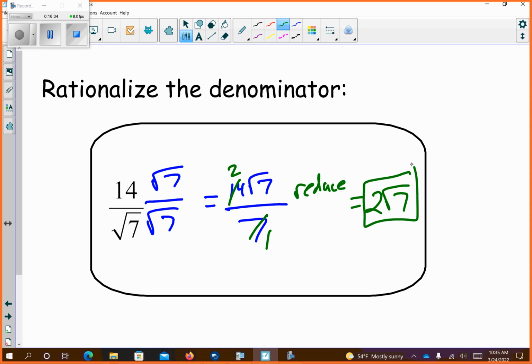So if the outsides reduce nicely, do it. If they don't reduce, just leave it. If it was like 2 root 7 over 3, leave it as 2 root 7 over 3. But if you can reduce it, reduce it. Okay? May I move on?